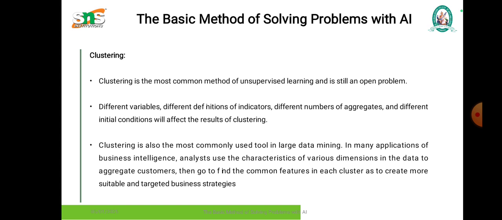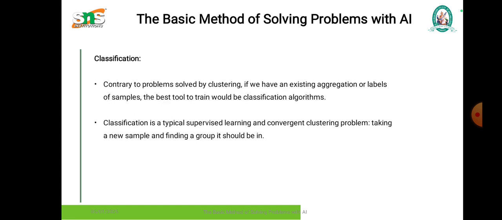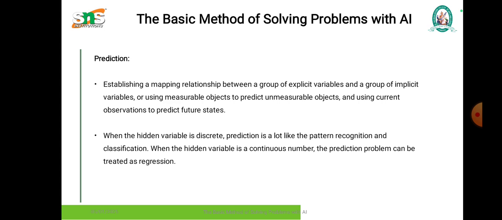The next method is classification. Once the clustering process is over, the next method is classification, which helps to solve problems. If we have existing aggregations or labels of samples, the best tool to train would be classification algorithms. Classification is typically supervised learning, while clustering is unsupervised. These two can take new samples and find the group they belong to, in order to solve the problems.